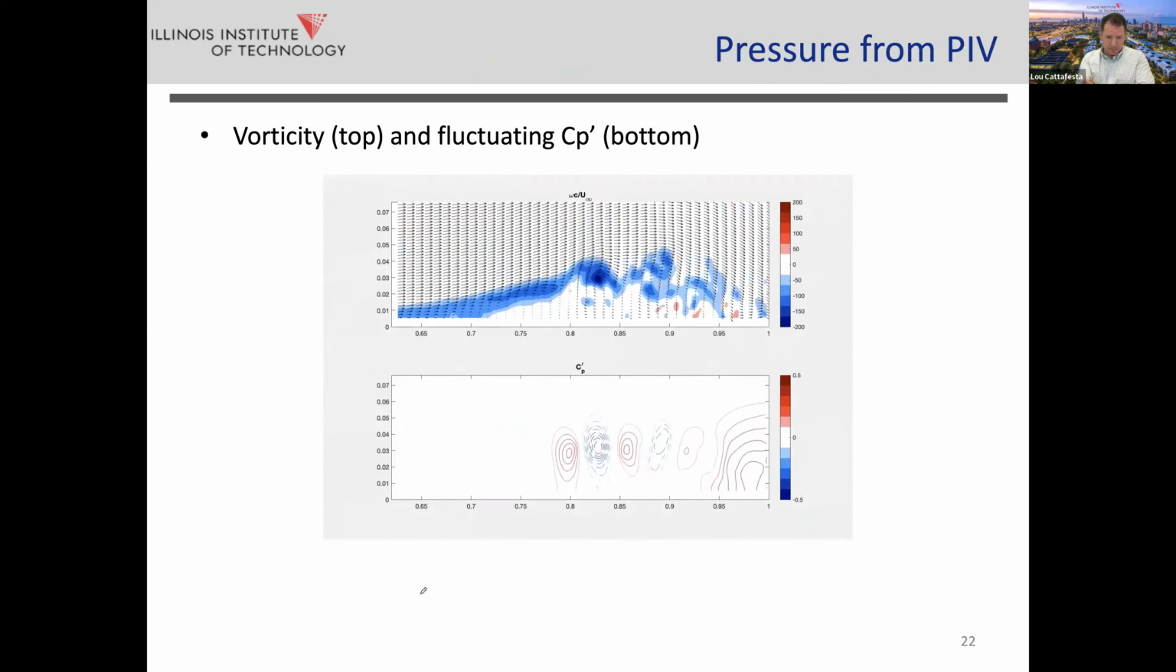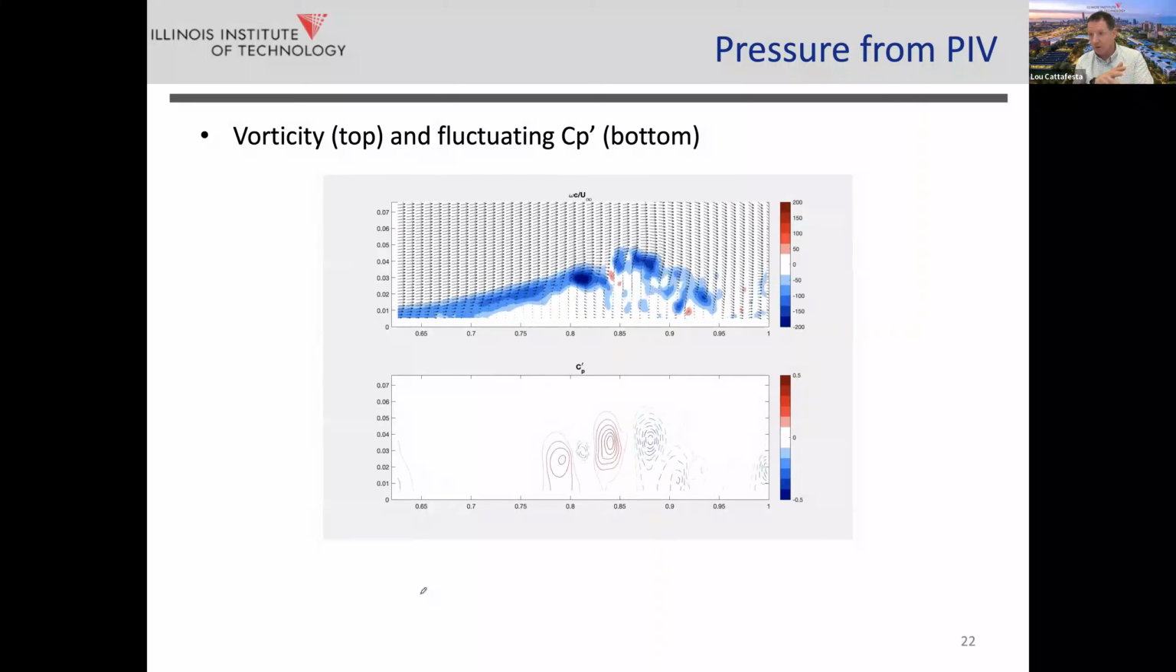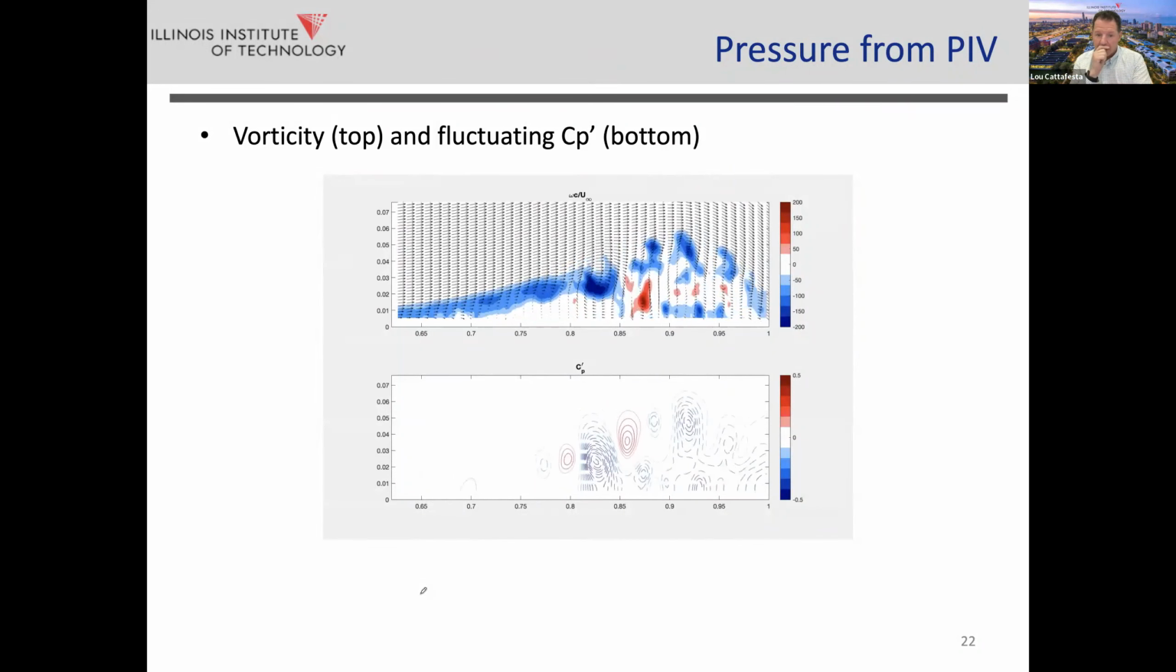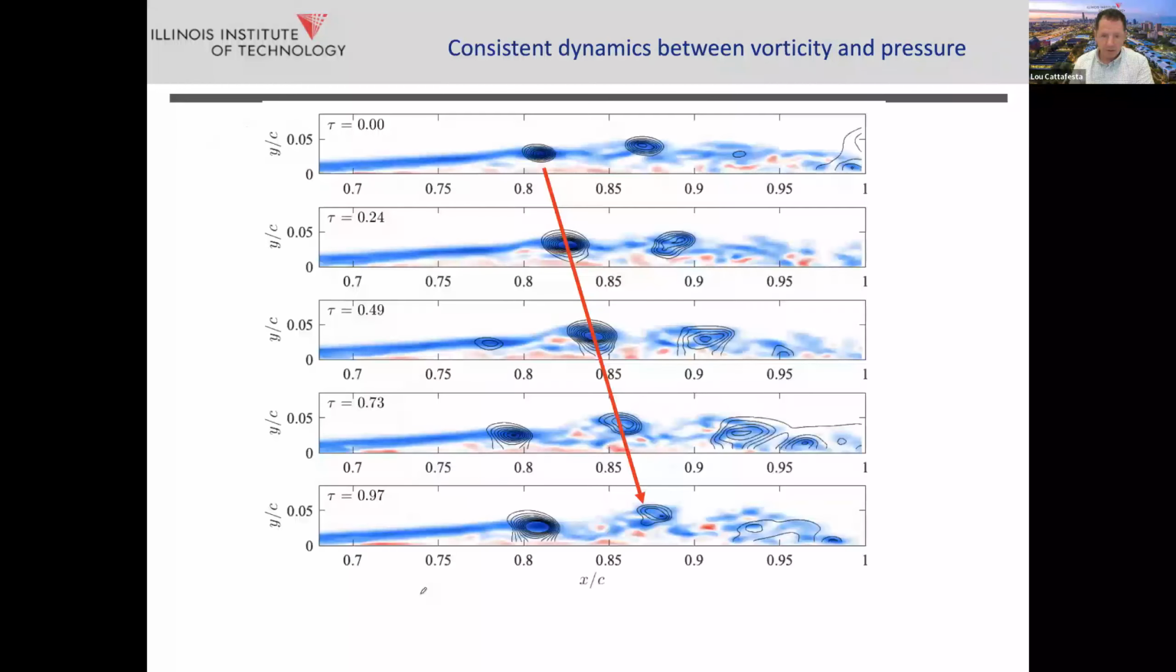So the top is showing you, after initial transient, we're computing the vorticity, and I'm superimposing quiver plots on top of this. And beneath it is the pressure fluctuation, the unsteady pressure fluctuations. And you can see that these structures are clearly associated with the peaks and valleys of these vortices, and they're propagating along the length of the plate. And so you see a correspondence between these two.